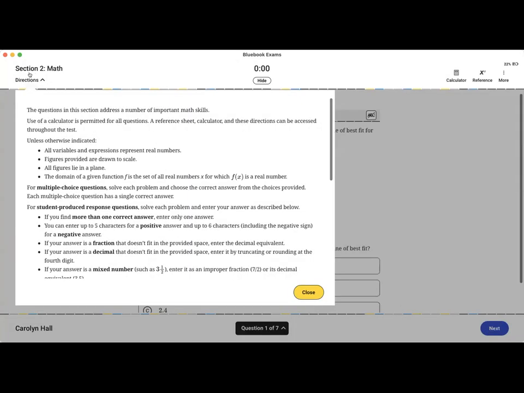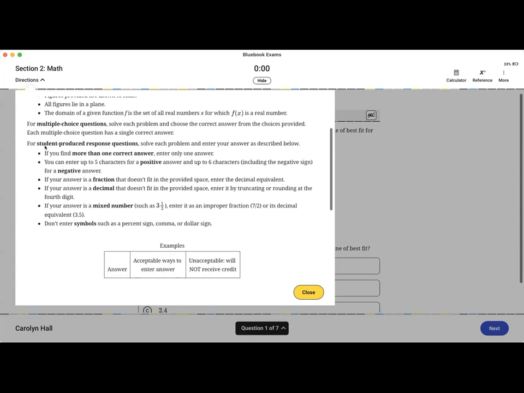In the top corner, it says section 2 math. These are the directions. I do want to point out, and I will point this out later, that part of your math test is multiple choice questions, where you have to pick one of the options provided. But the other part down here is for student produced response questions, where you will solve the problem and enter your answer as described below.